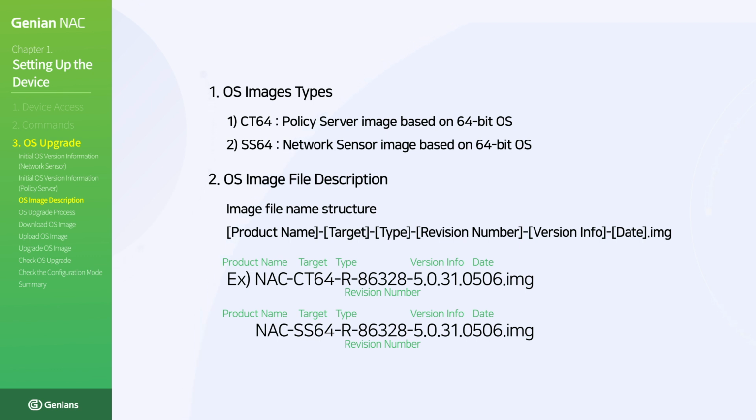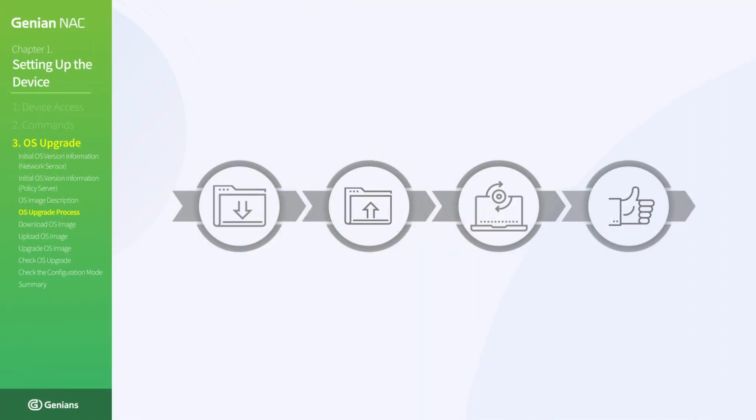Lastly, a critical note about NAC 5.0: unlike the previous 4.0 version, NAC 5.0 is only available as a 64-bit version. This means that before upgrading, you need to verify whether the hardware supports 64-bit architecture. Let me explain the upgrade process for the NAC device. Since the device is initially provided with version 4.0, you will need to perform an upgrade to use version 5.0.